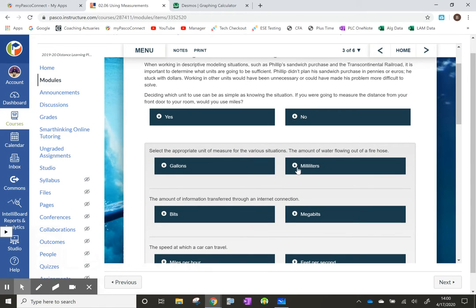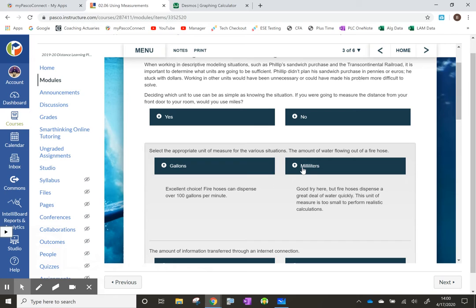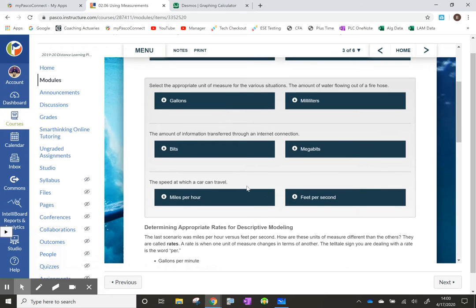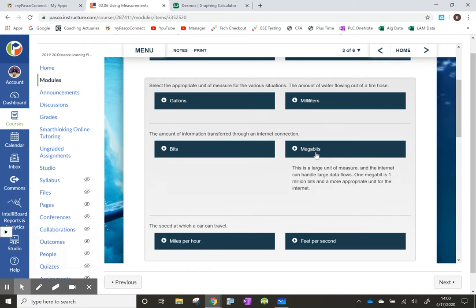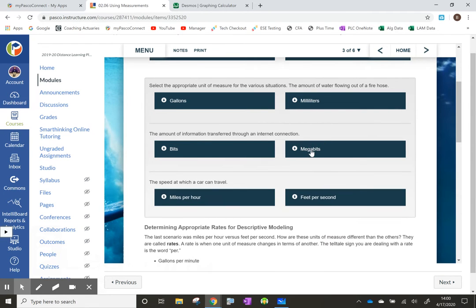What would we want to use if we were measuring the water flowing out of a fire hose? Would we want to use gallons or milliliters to describe how much water comes out of the hose? Probably gallons, right? 100 gallons per minute from a fire hose. Milliliters are very, very tiny, so it'd be hard to count how many milliliters come out of a fire hose. What about internet connection? Bits or megabits? Definitely megabits. Any company you go to for internet speed tells you about megabits per second. A megabit is 1 million bits. Internet's a very vast space, so megabits is the way to go.